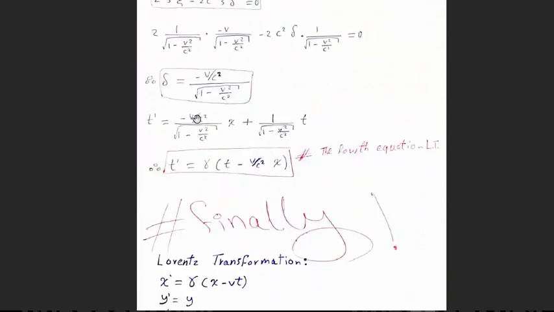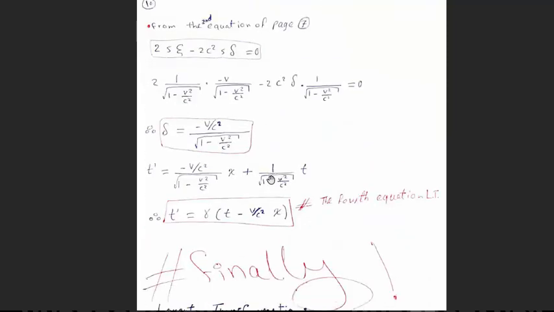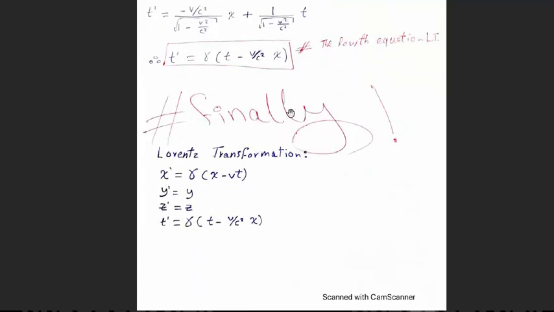So this is delta x. When you refer to the equations, it was t dash equals delta x plus st, where here is delta and here is s. When we take it out, we get a gamma factor again, and here is the fourth equation. So finally, these are the Lorentz transformations.